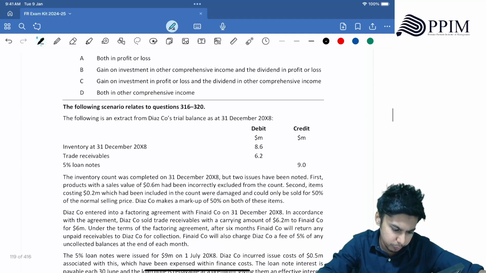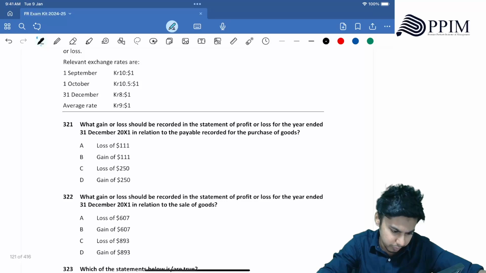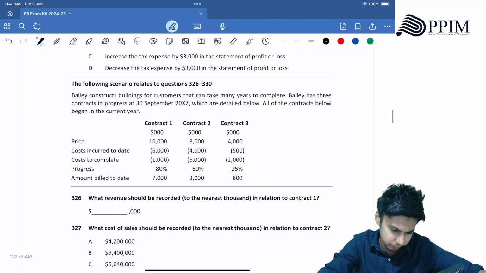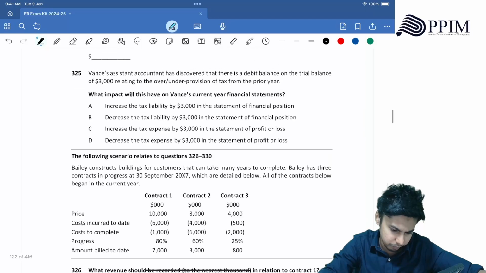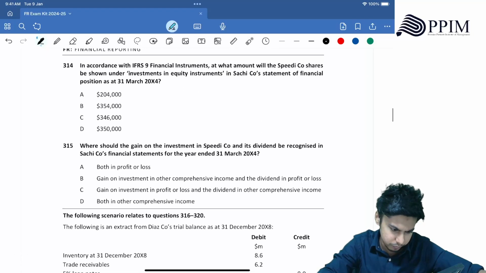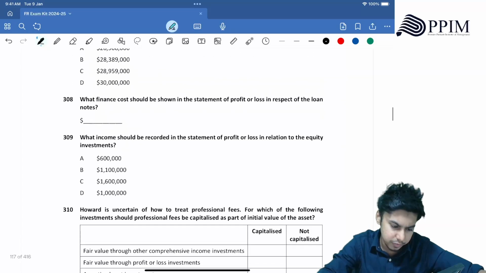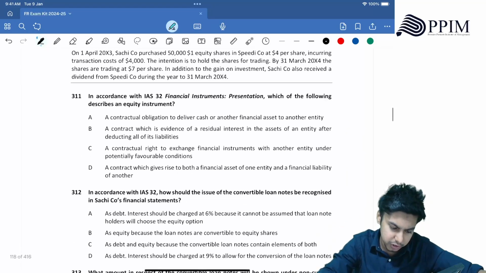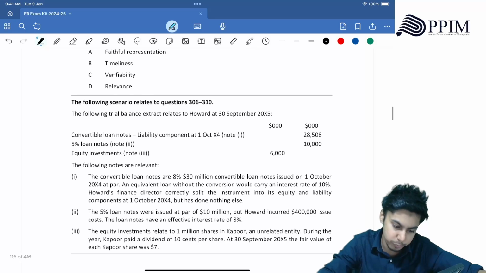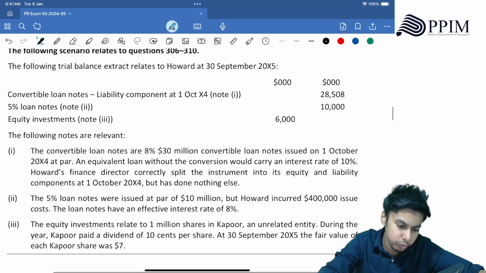So this is going to be on financial instruments. Okay, let's start this question, guys, over here. A very good question, because it covers all aspects of financial instruments, right? Let's do this question, guys, over here.